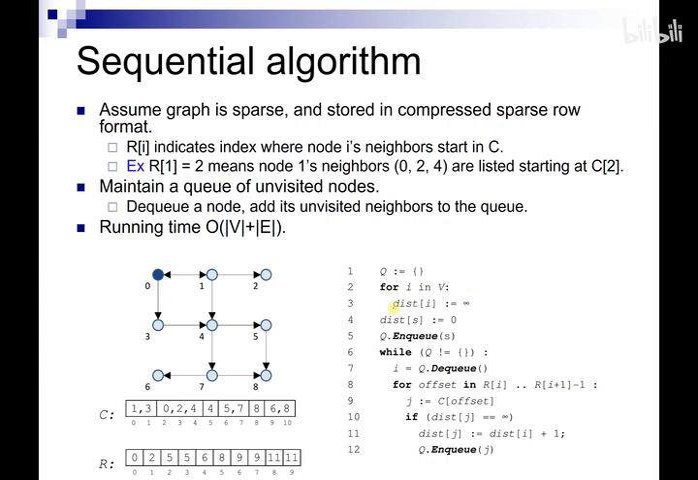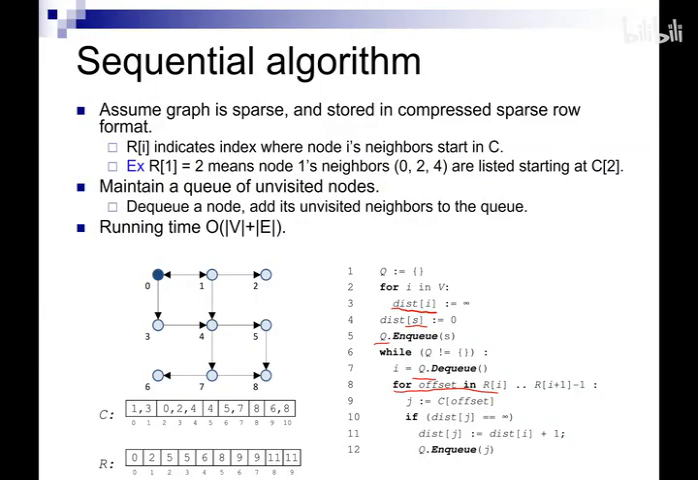These distance values are keeping track of how many hops it takes to get to different nodes. Initially we can't get to any node, so we assume their distances are all infinite, except for the source node. We start at the source node, so its distance is 0. We put it in the queue, and then we keep taking things out of the queue. You dequeue something out of the queue.